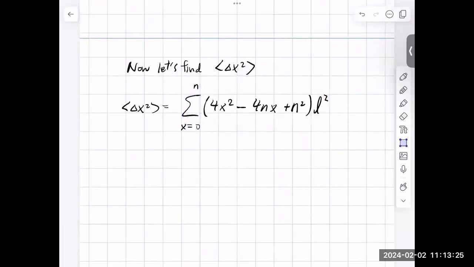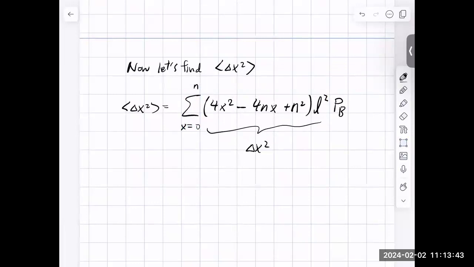Okay, so there it is. That's delta x squared. Oops. And then we have to multiply by our probability distribution. That's all we have to do.